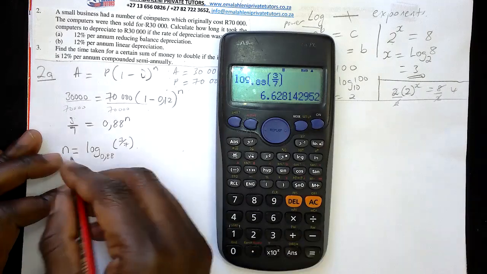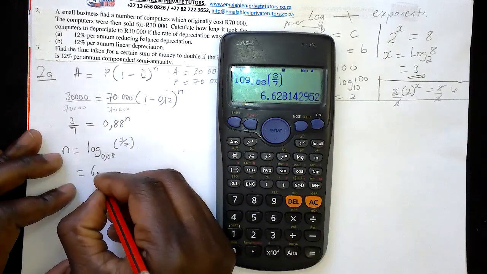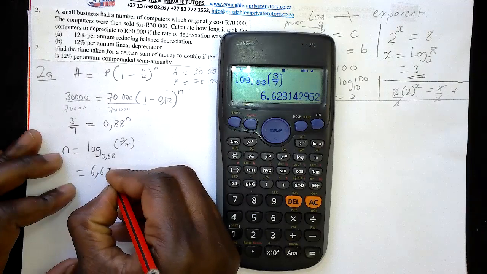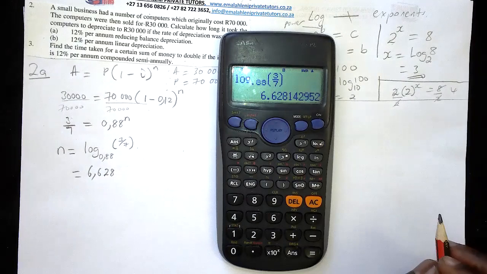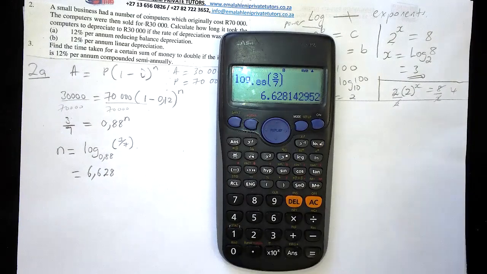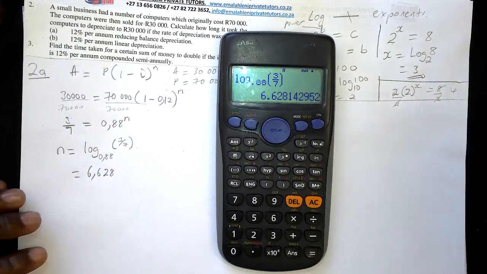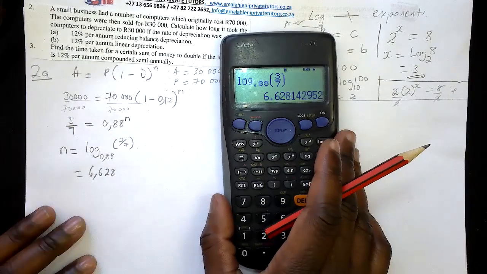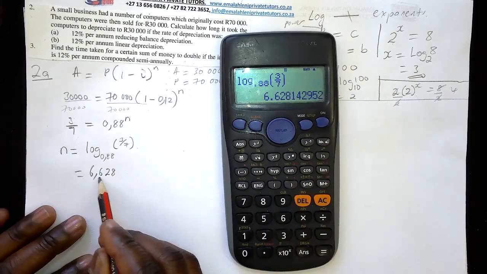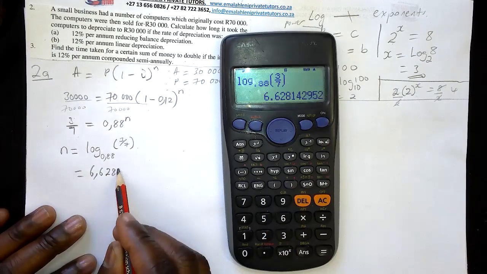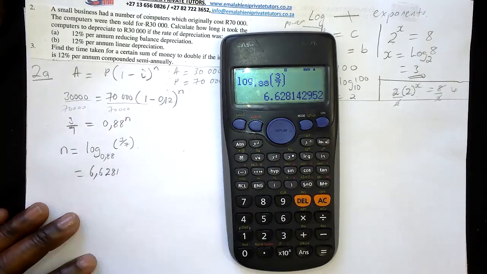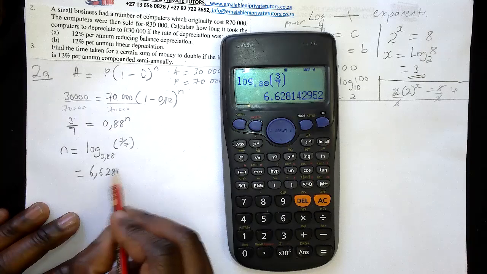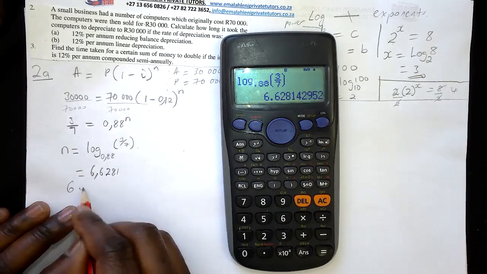We get 6.628. What is it going to be? Something we have here is 6.628. We can say it goes on like that. But now what we have here is that we're going to have 6 years.